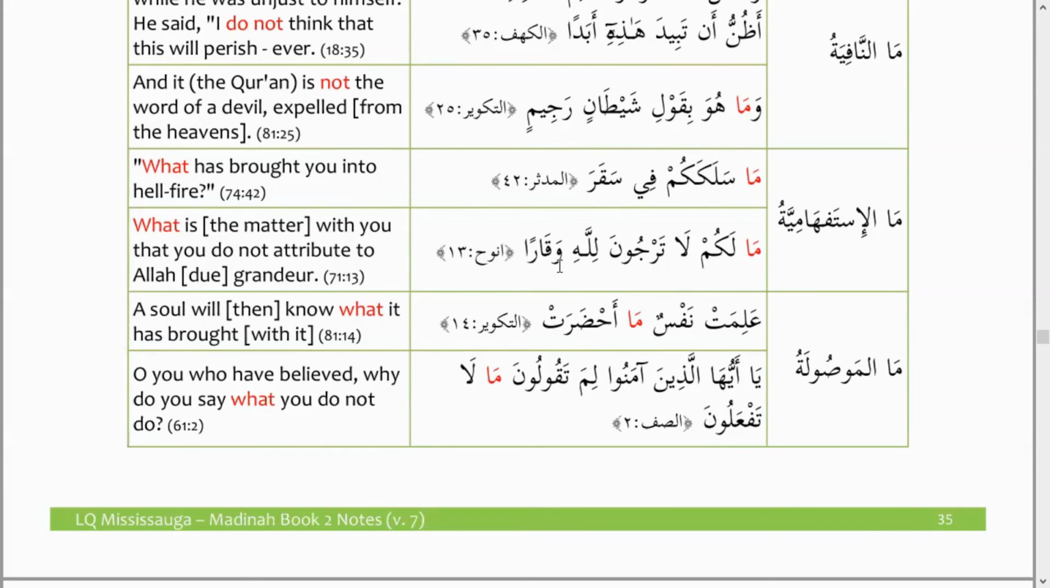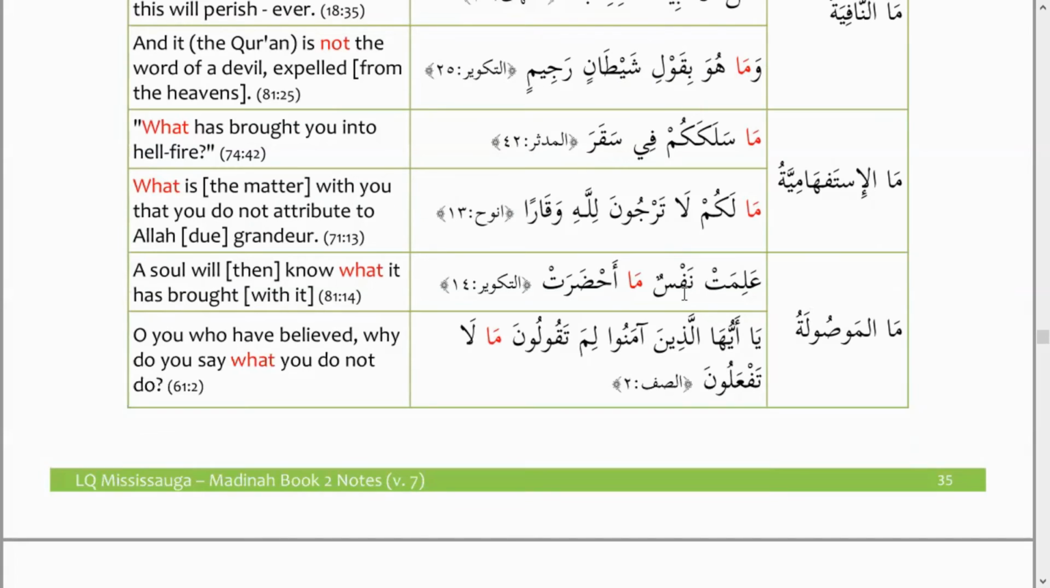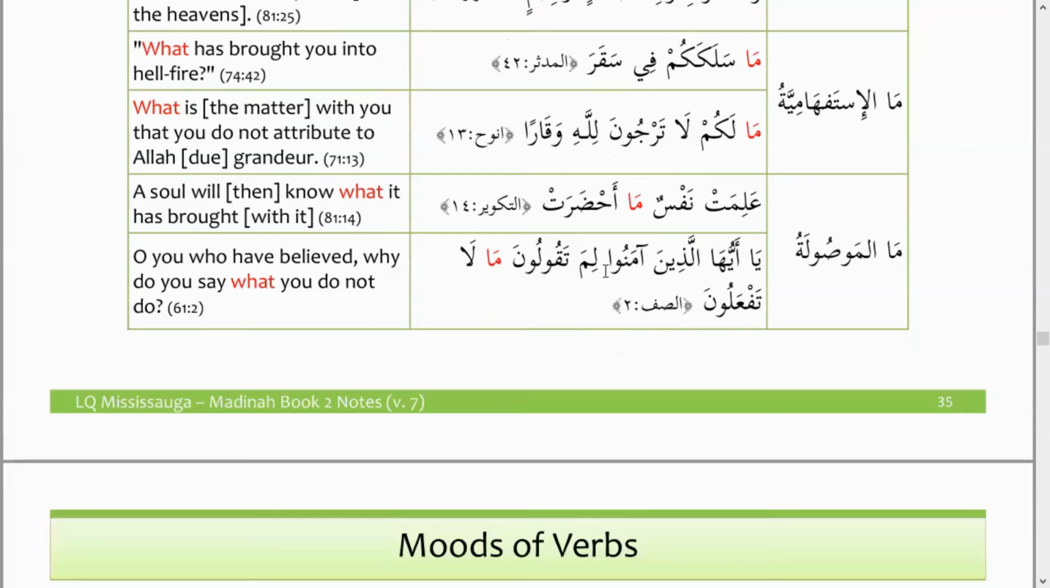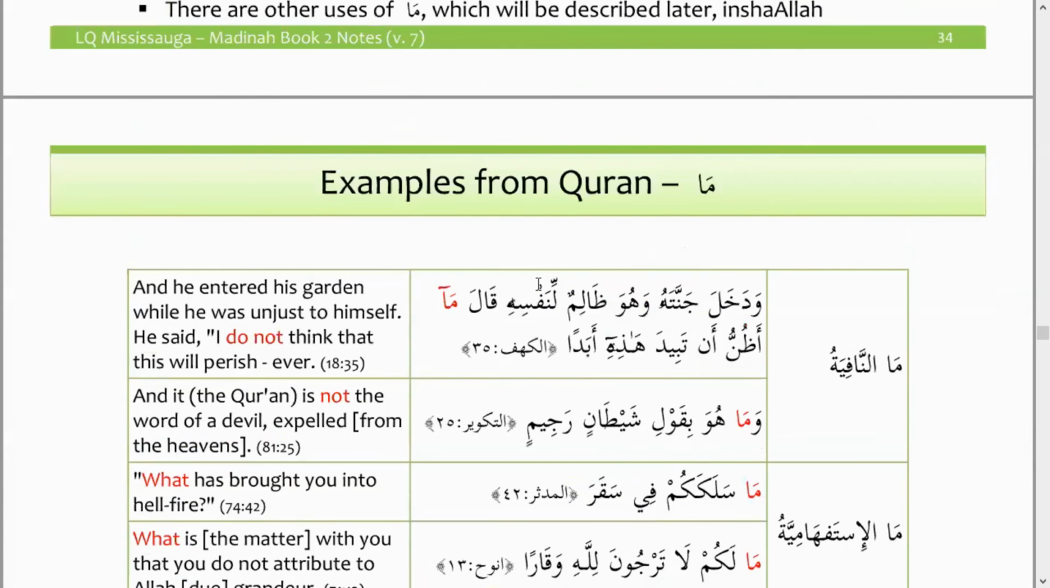is great, right? And this is ma al-mawsula: alimat nafsun ma ahdarat, the soul will know what it has brought forth, right? Ahdara yuhdiru, Surah at-Takwir. Ya ayyuhalladhina amanu lima taquluna ma la taf'alun. This is mawsula. Okay, anyways, this is all about ma, ma mawsula.